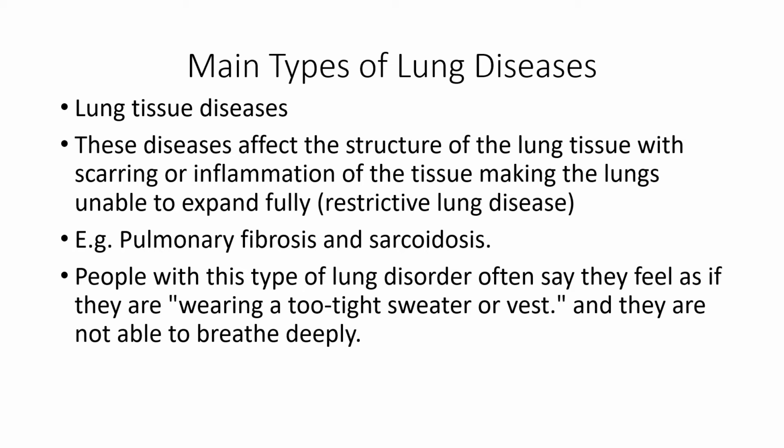In terms of lung tissues, what you actually affect there is some sort of scarring or inflammation of the tissue, which restricts the ability of the lungs to expand. So sarcoidosis is a classic example of that. Pulmonary fibrosis is another one. It's like having a weight on your chest or being tight into a wetsuit, and you've got that compression around your body. It's very difficult for these people to take big, deep breaths. Their breathing is normally much more shallow.